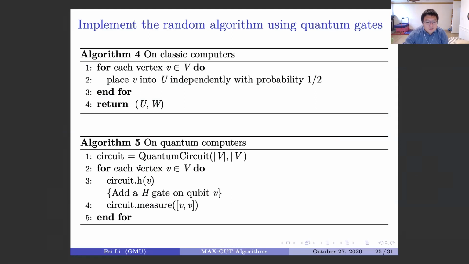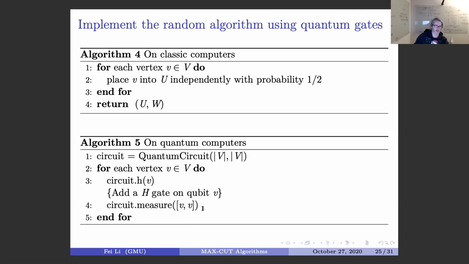Okay, so here, for each vertex, you build up some V qubits and V classical bits. And for each qubit, you then add a Hadamard matrix, right? Yeah. And then whenever you measure that, you can get a value in the range from 0 to 1. So if the value is lower than a half, then you put it in U. Sorry, you put vertex V in U. If it is larger than a half, you put it in W.